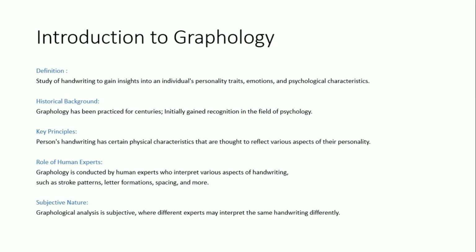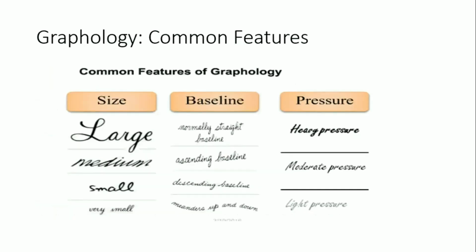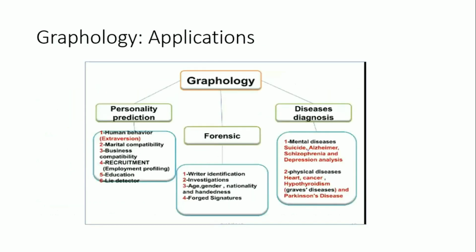Traditionally, graphology is conducted by human experts, and they are referred to as graphologists. Graphology is very subjective in nature, as the interpretation of handwriting is person dependent. I've given some examples of different types of handwriting. Based on this, the graphologists analyze the type of personality. And if you look at common applications of graphology, it's primarily used in three broad domains: personality prediction, forensic, and disease diagnosis, like medical applications.